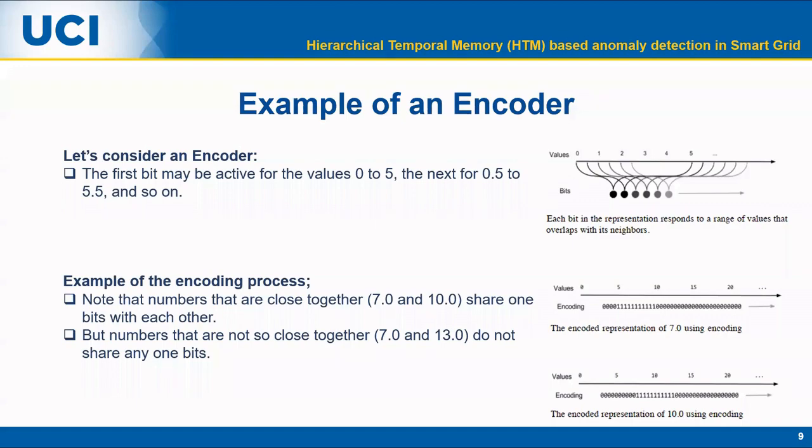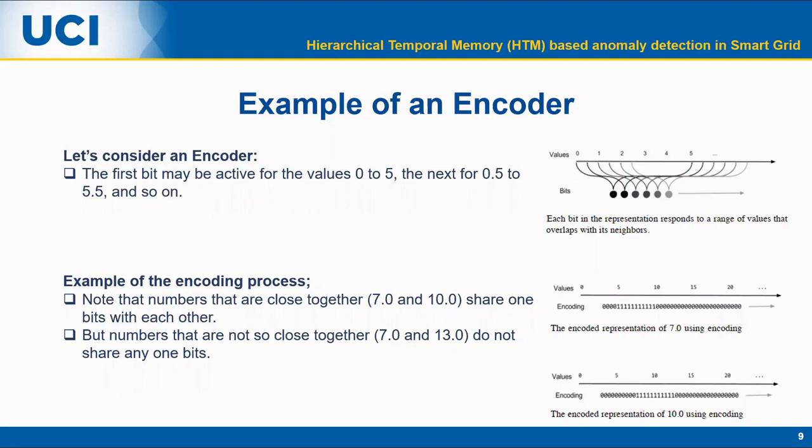Now let's consider an example of how an encoder encodes data. Let's assume that we want to encode values from 0 to 50. The first bit of the encoder will be active for the values 0 to 5. The next bit will be active for values 0.5 to 5.5. The next bit will be active for values 1 to 6, and so on.